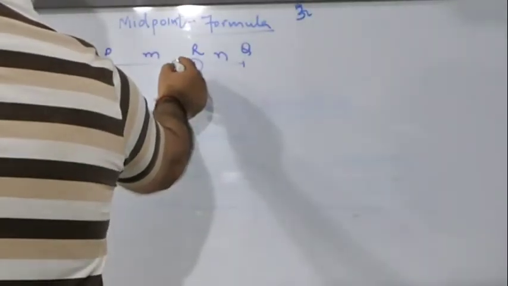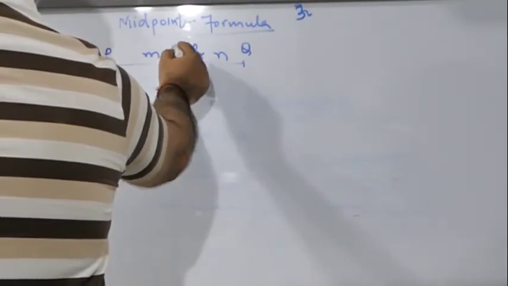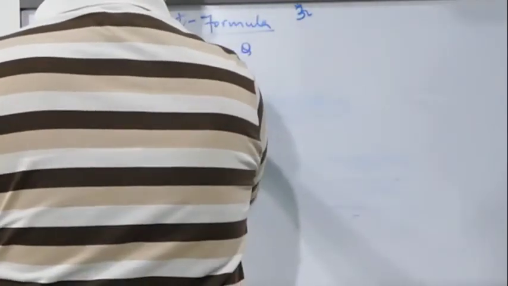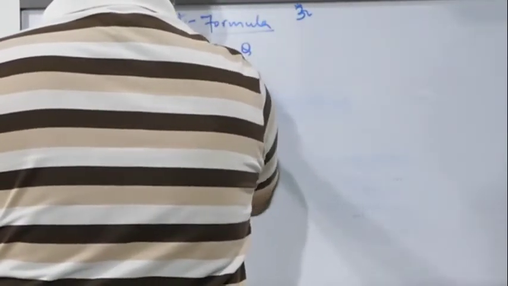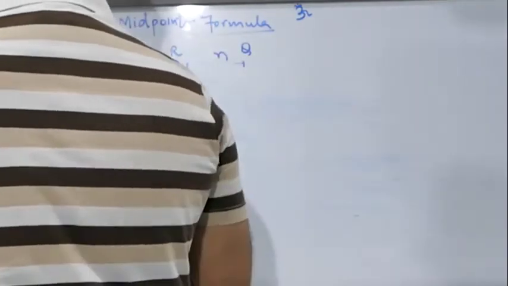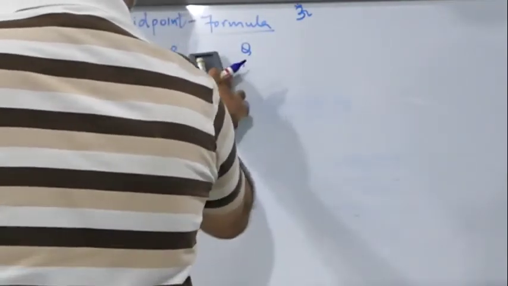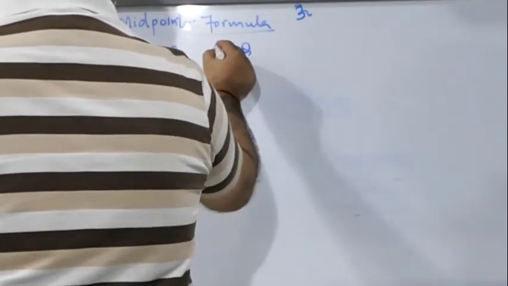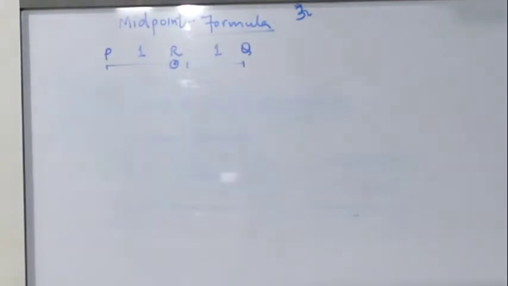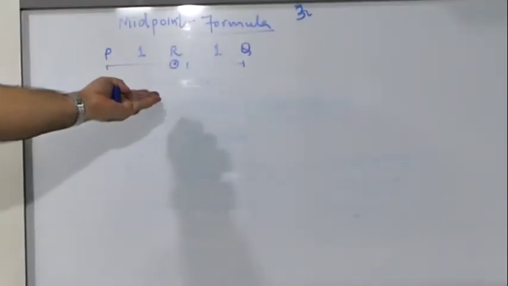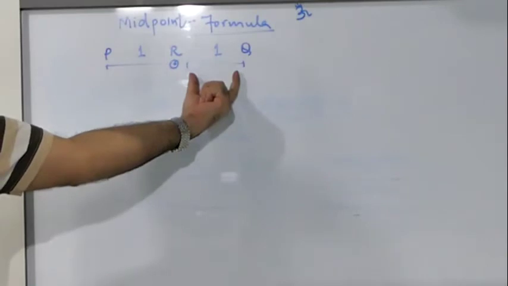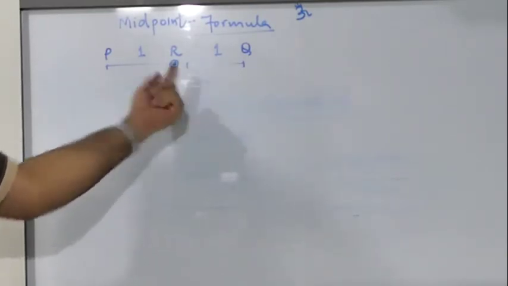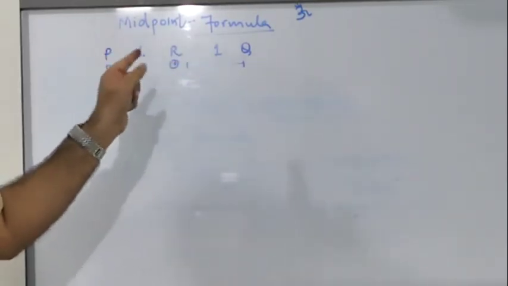Midpoint formula. So in the midpoint formula, this R will be somewhere in the midpoint here. So this will become R. Alright? And what will be the ratio now? The ratio is going to be 1:1. See, when do you say that R is going to be the midpoint? When PR is congruent to RQ, right? Then we say that R is the midpoint. Means the ratio is going to be 1:1.